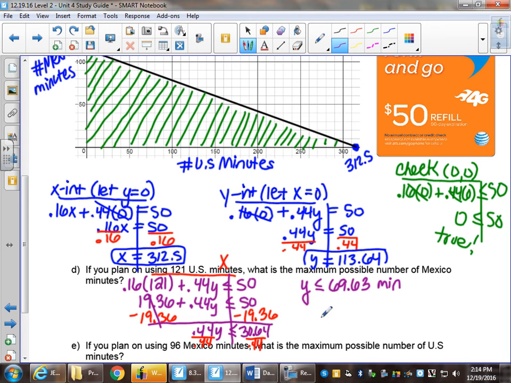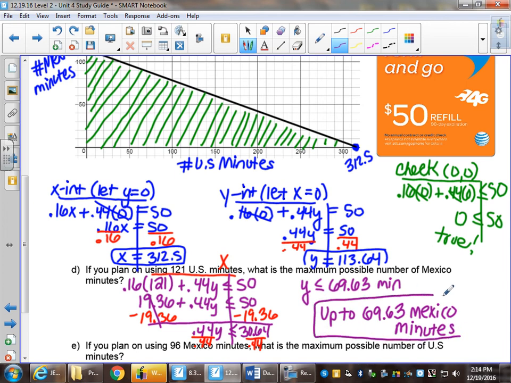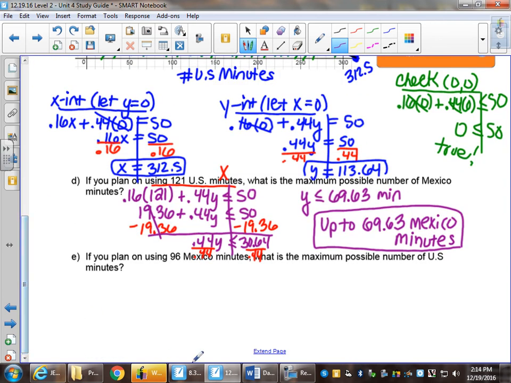So the maximum, you could say up to 69.63 Mexico minutes. And the reason why I left the decimal is you can have a fraction of time. You just won't make it to a full 70. And that one's all done. The same strategy we'll use for E.